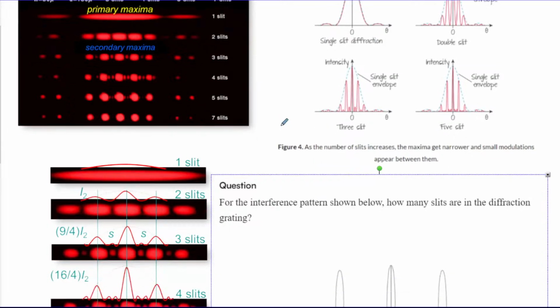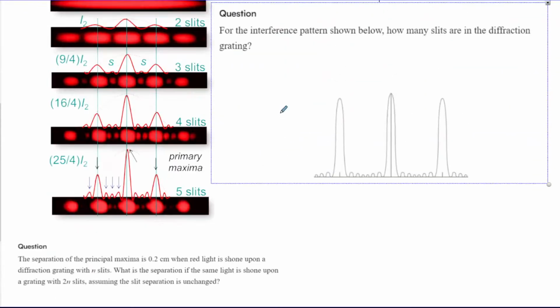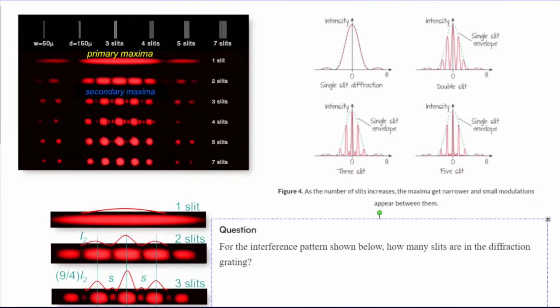What happens is, this is more qualitative than quantitative, but remember the enveloping effect? That's still happening, as you can see here on the left. However, the beams become narrow, the interference pattern becomes narrower and narrower. We can talk about location in a bit. It becomes narrower and narrower.